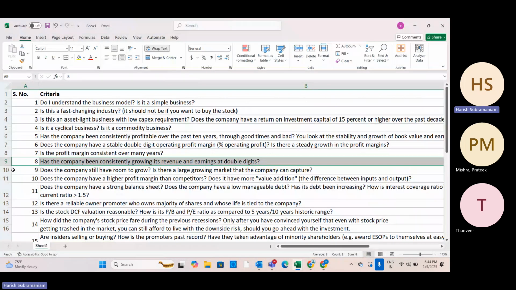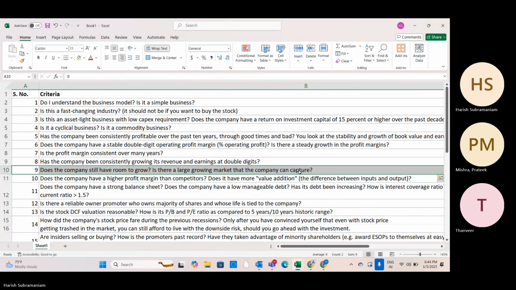Okay. And then, does the company still have room to grow? Is there a large growing market that the company can capture? So again, we take a simple example. We have taken the DVDs, right? For DVDs, there is no room to grow. But the other example that we took, the data center, obviously has more room to grow.